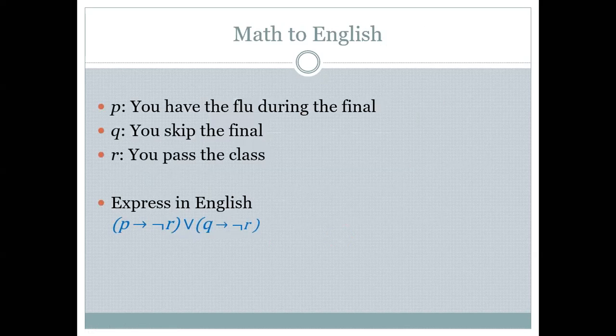So what about this? Okay, you have the flu during the final. Okay, you skip the final, you pass the class. So let's just say this out loud. I won't write it, but P implies not R. Okay, so what does that mean? It implies that you didn't pass the class, right? If you had the flu during the final, then you won't pass the class, right? Or what? Or you skip the final and you don't pass the class. Yeah? It's interesting.